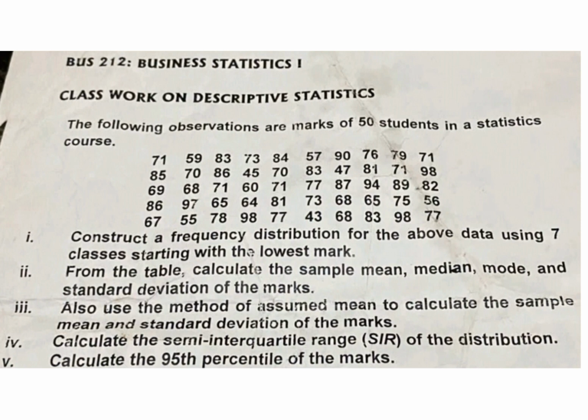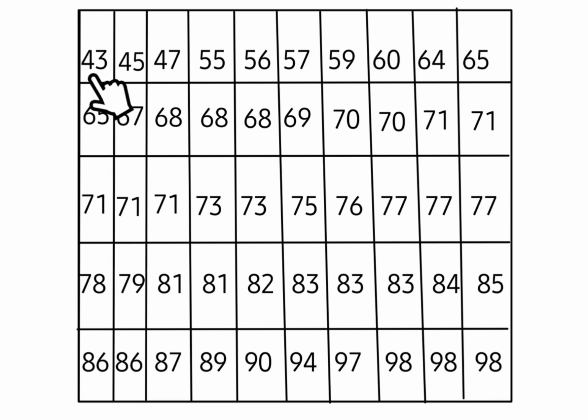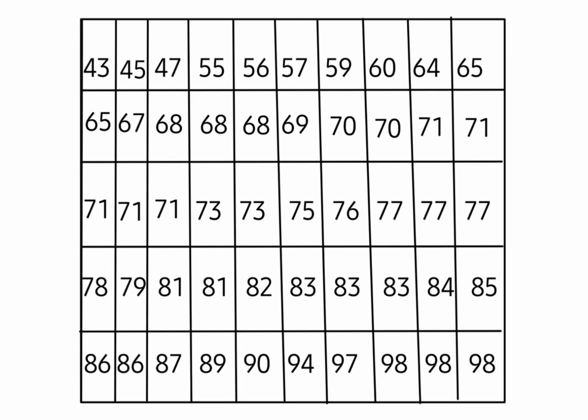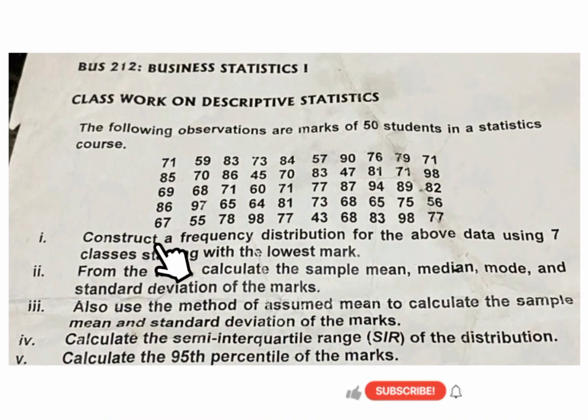The first thing to do is to arrange this data set either in ascending order or descending order. This table shows the arrangement of the data set from the least number, 43, to the highest number, 98. Let's go back to the question now. The question says, construct a frequency distribution table.